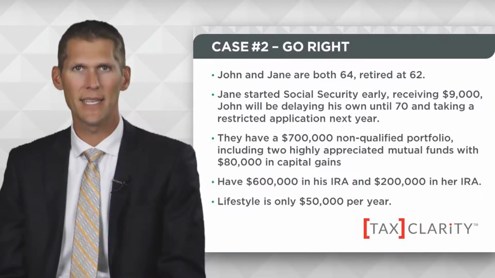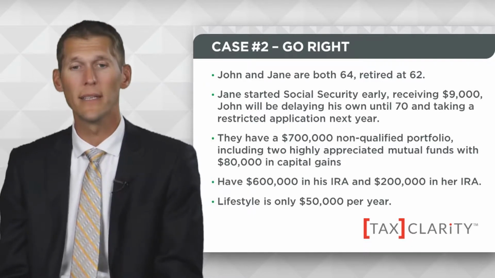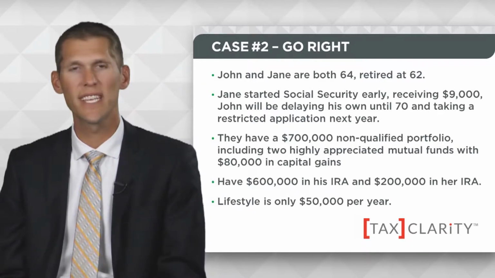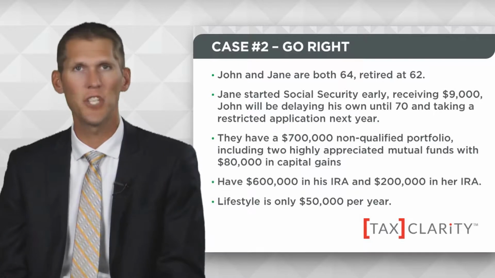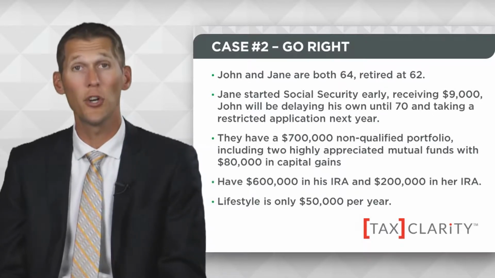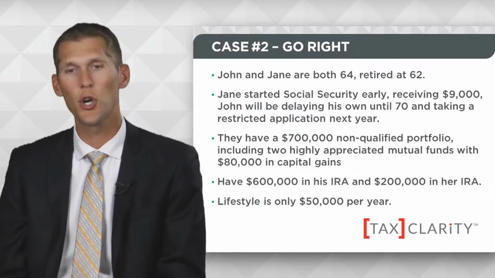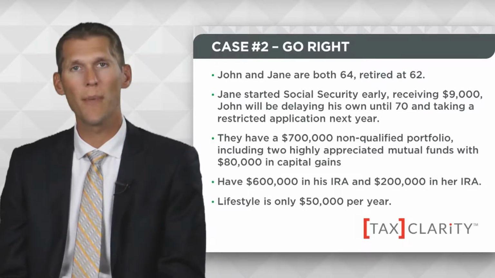So here's a second case study. This is what we might call a go right case study. We've got John and Jane. They're both 64. They retired at 62. Jane started taking her Social Security benefit early. She gets $9,000 per year. John's going to be delaying his own benefit until 70.